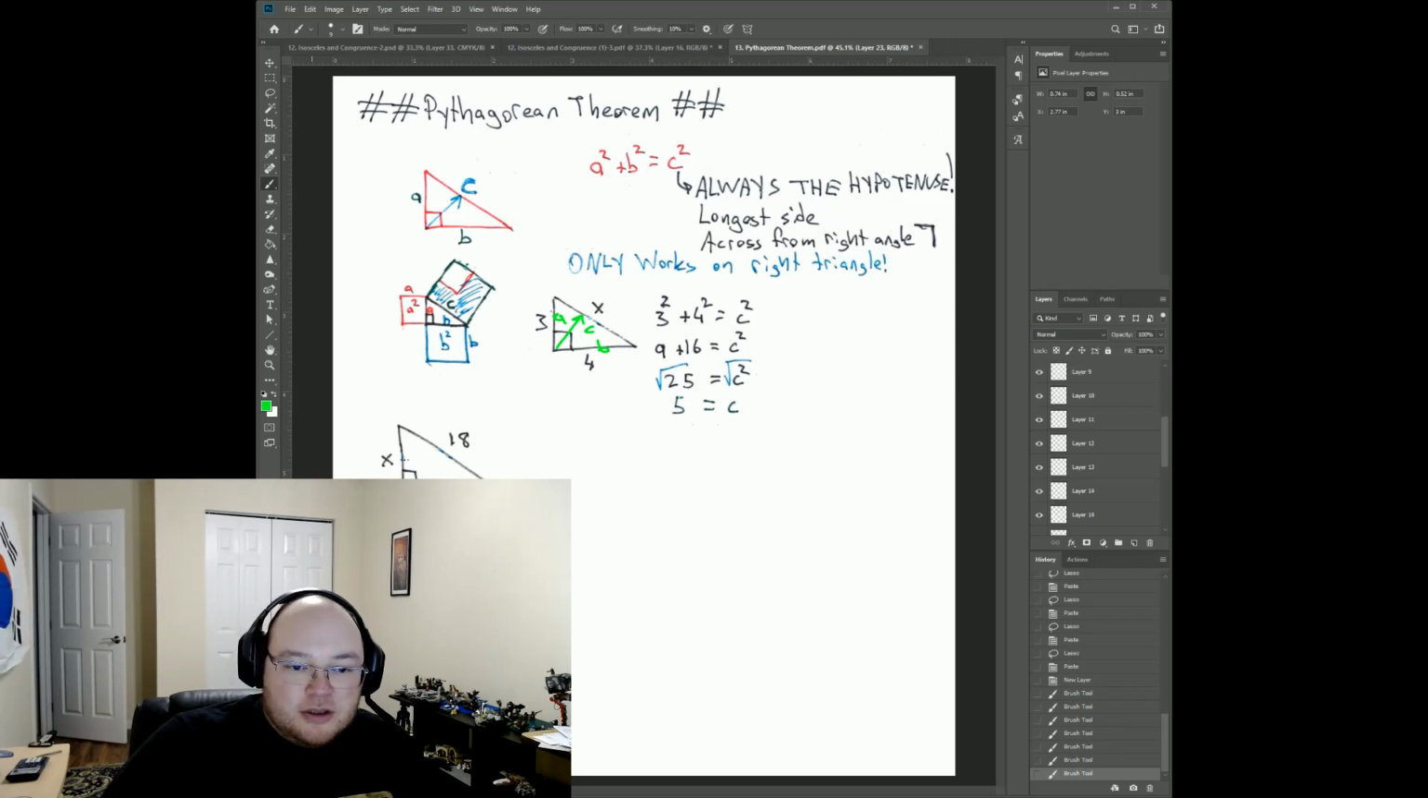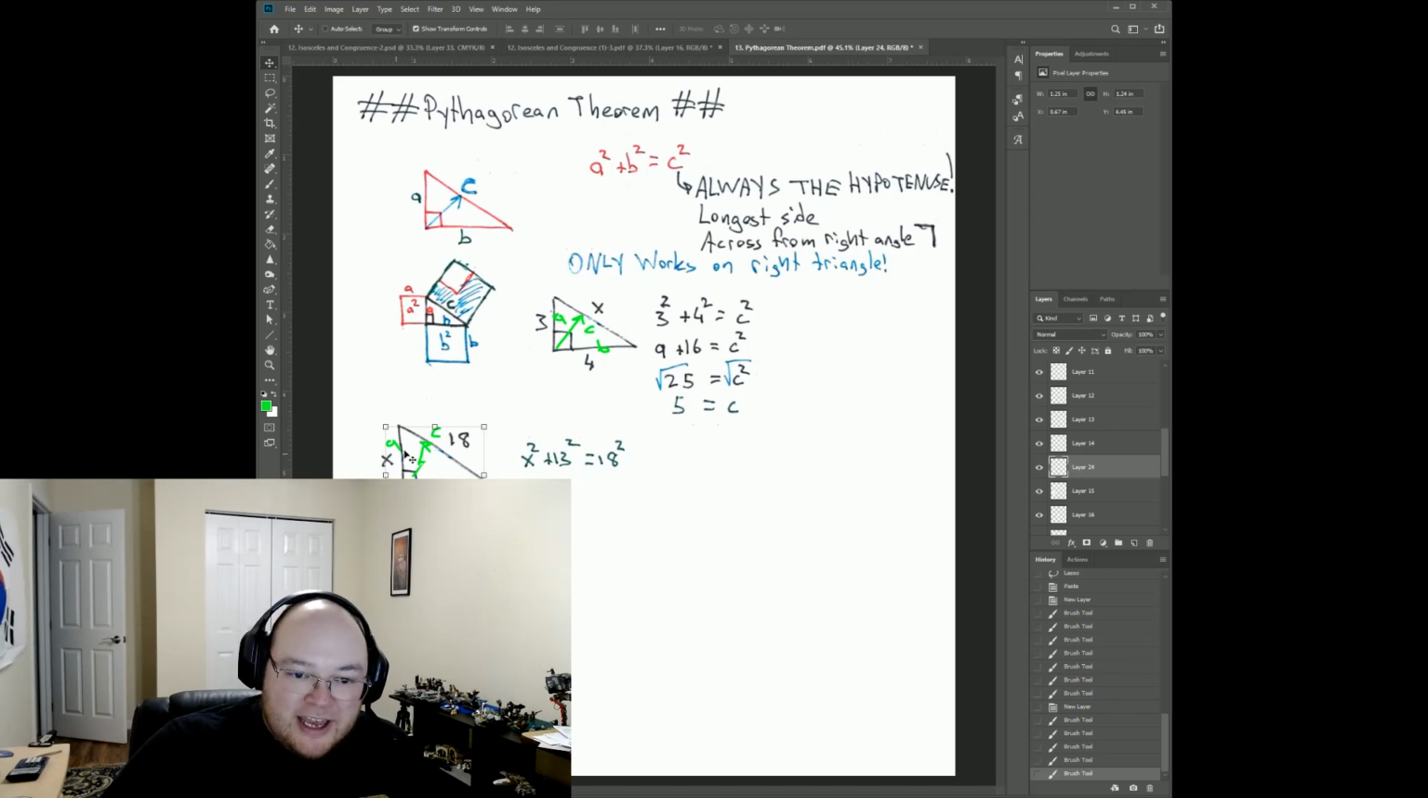Another example, x, 13, 18. So, once again, we've gotta label what's A, what's B, and what's C. So, boom, boom, boom, whoa. I've got some weird stuff going on here. That's across from the right angle, that's C. This is A, this is B. So, we have x squared plus 13 squared equals 18 squared. So this one's backwards because we're missing an A instead of C.